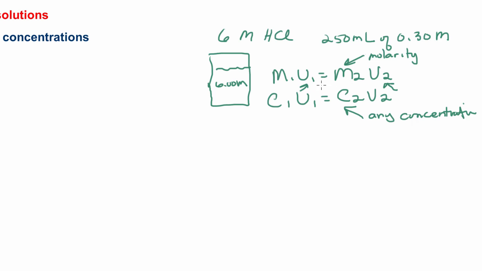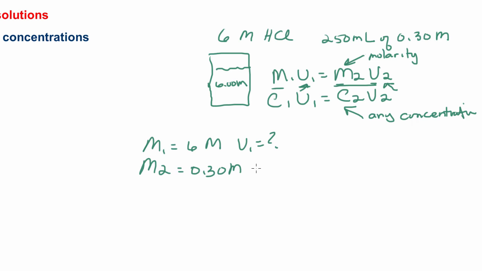So let's start with this. We need 250 milliliters of a 0.3 molar hydrochloric acid solution, and we're going to get that from the 6 molar hydrochloric acid. So let's define each one of these terms. M1 is going to be the most concentrated. That's our 6 molar solution. V1, that's what we're looking for. How much of the 6 molar solution do we need in order to make 250 milliliters of a 0.3 molar solution? M2 is 0.3 molar, and V2 is 250 milliliters.